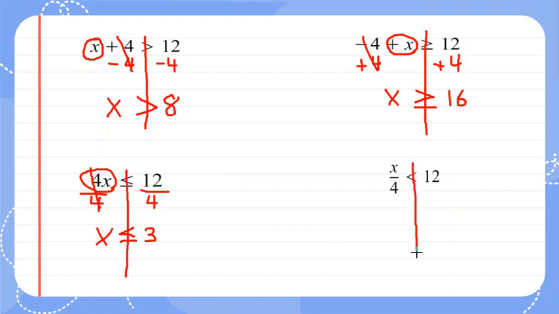Finally, we have a problem where the x is being divided by 4. The inverse of division is multiplication. So I'm going to times or multiply by 4 on both sides to cancel out the division. Then I bring down x is less than 12 times 4, which is 48. So we're doing the inverse just like we did when we were solving equations.